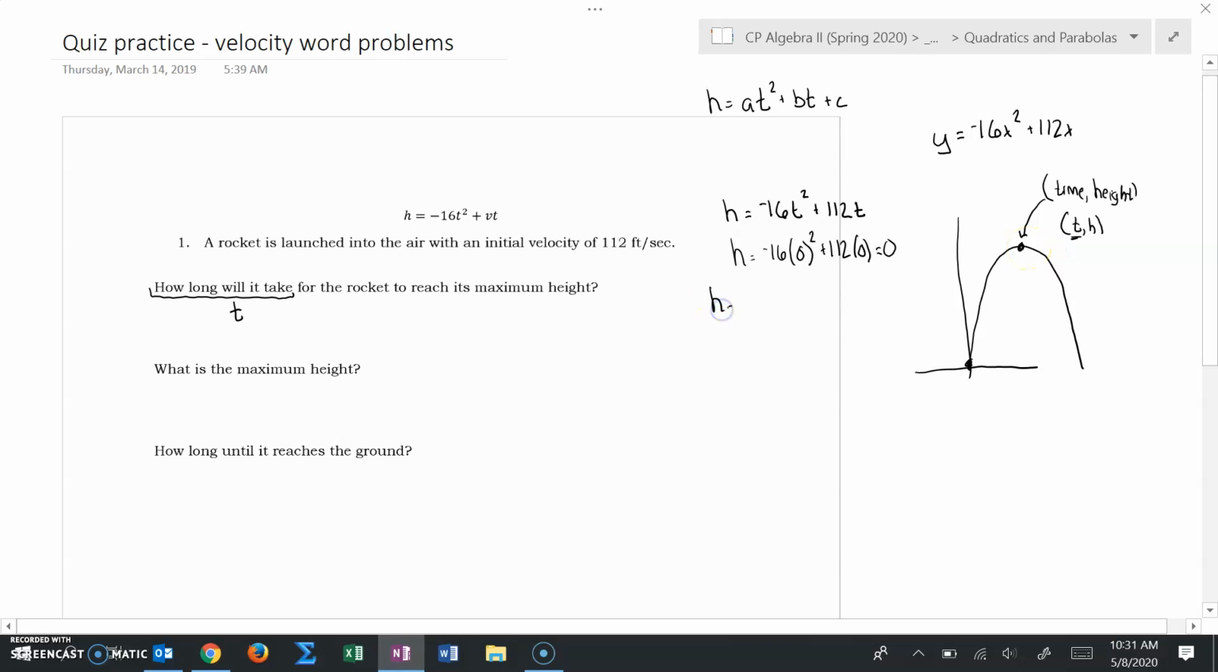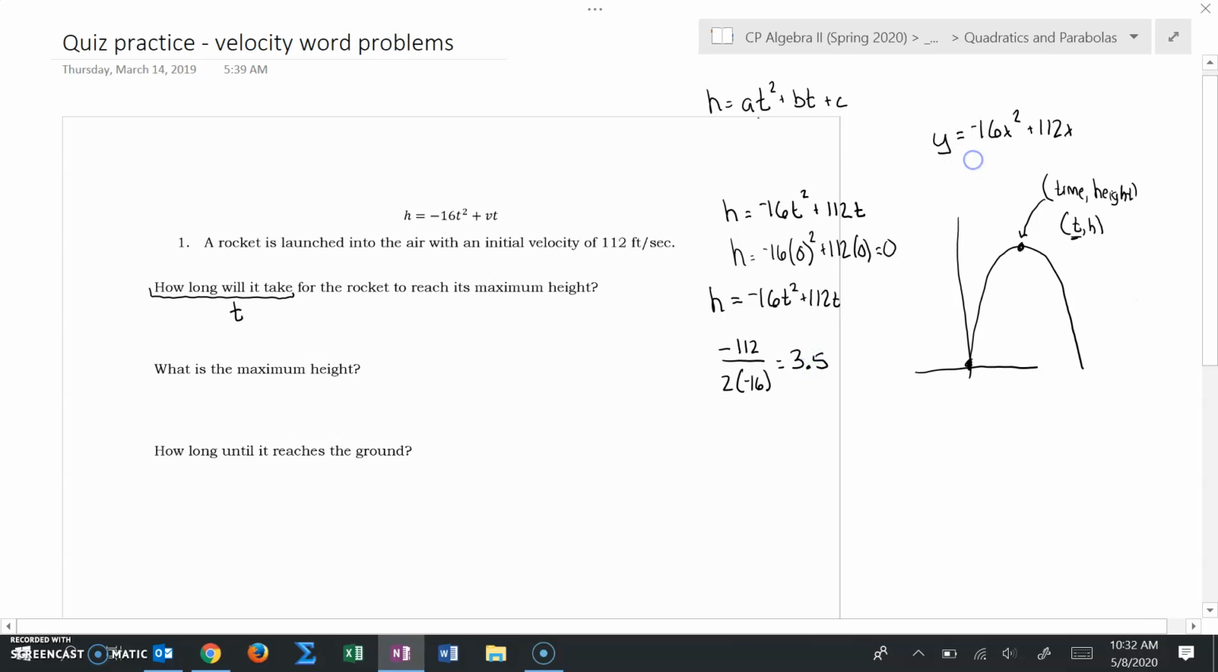We know that if a quadratic is in vertex form or standard form, we can find a vertex by doing opposite of b over 2a. So let me rewrite the equation here. If we do the opposite of b, which is going to be negative 112 over 2 times our a value, which is negative 16, we go to the calculator. 112 divided by 32 gives us 3.5.